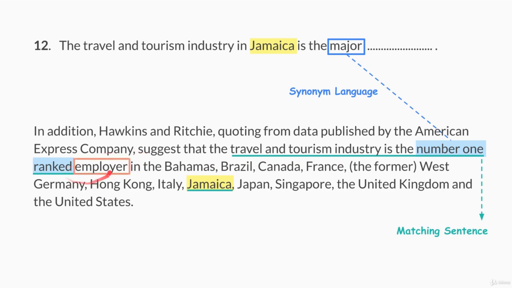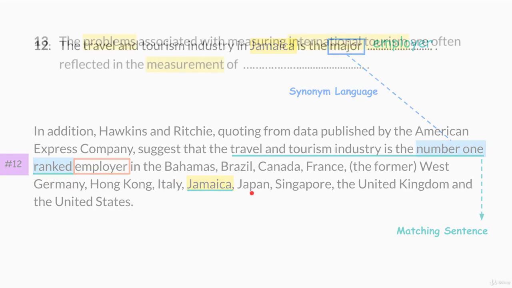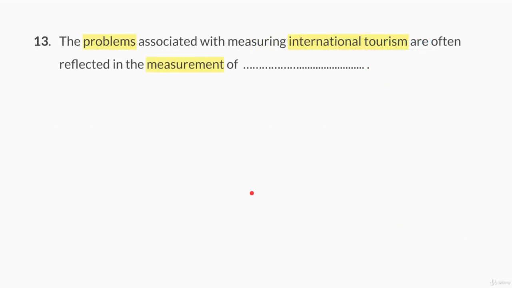So this part is our matching sentence, and we are going to find our answer somewhere in here. Well, turns out our answer is employer. #1 what? Major what? The major employer, the #1 ranked employer. So that's our answer. We're going to fill in our answer right there in our answer sheet, and then we're going to put a number next to the place where we found our answer to question number 12. This way, we know exactly where we found our answer to question number 12. Let's go ahead and take a look at our final question.